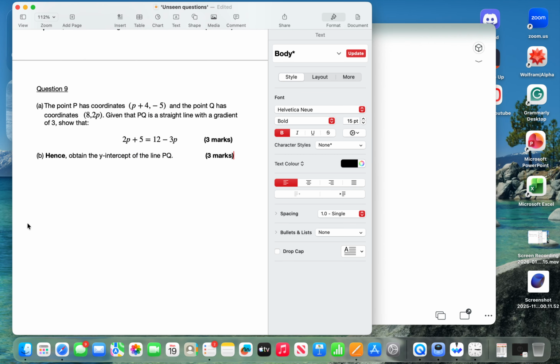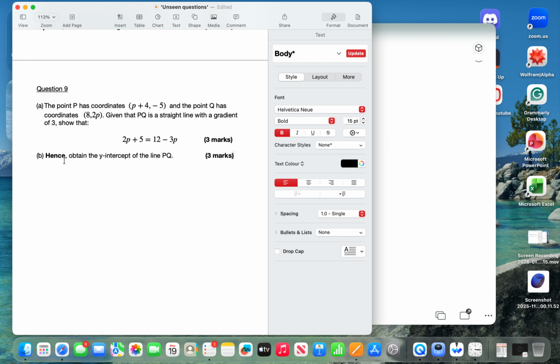We now have question 9b. I've already done question 9a in the last video, so if you're not too sure what's going on, then head along to that video and have a look at the solution. But we're going to make use of what we got in 9a for doing 9b.